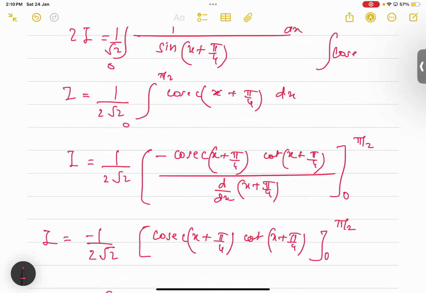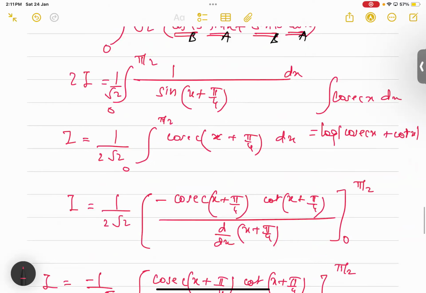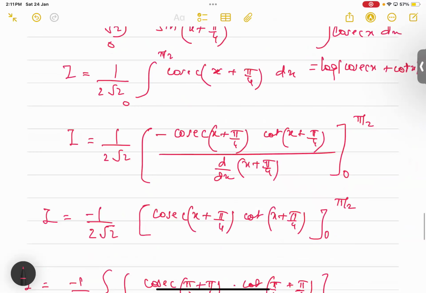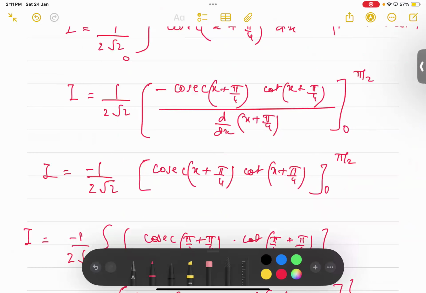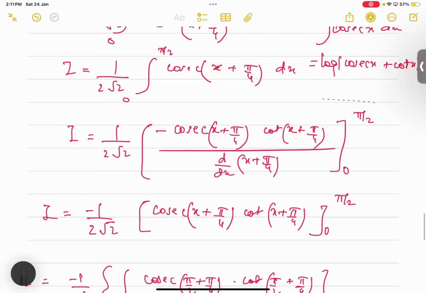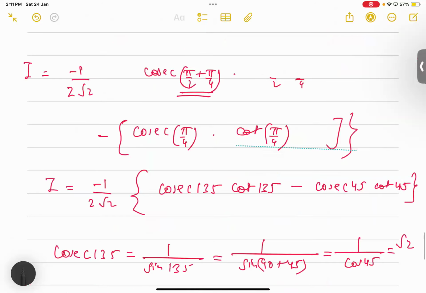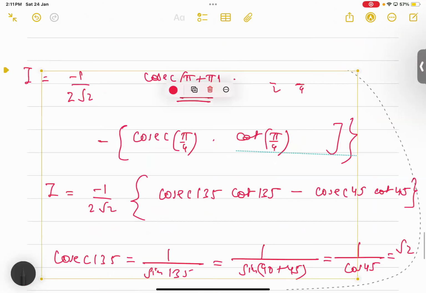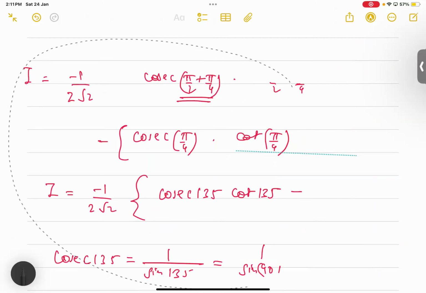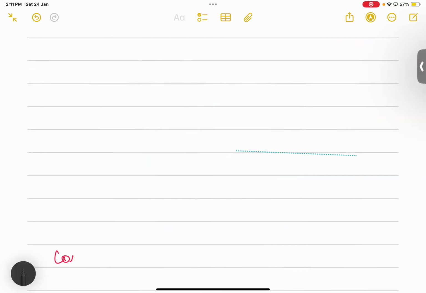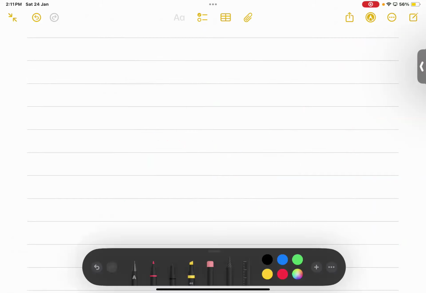Integration of cosec x dx is equal to log mod cosec x plus cot x. I went wrong with the formula. Sorry for that, really sorry. I took the derivative. It's not derivative, it's integration. Clear? Let's practice that.